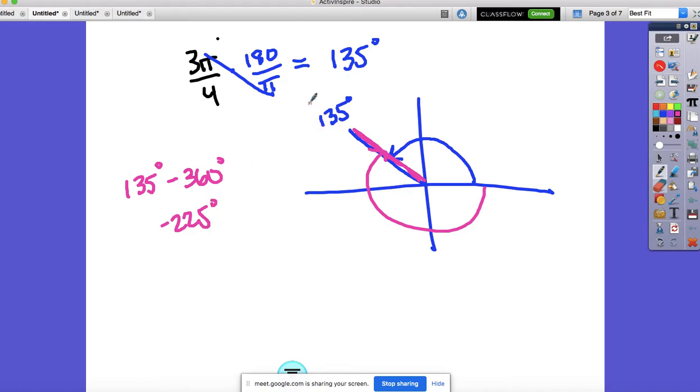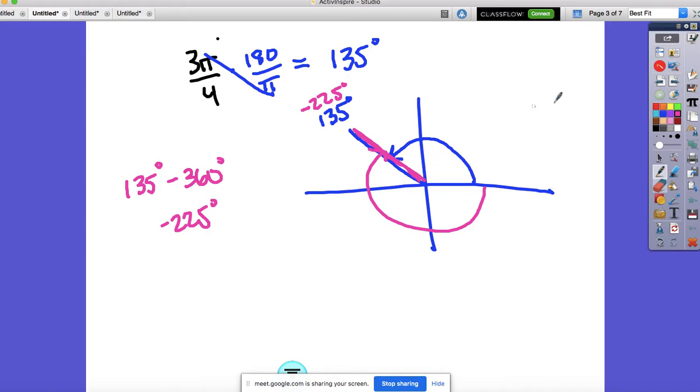That is the same exact angle here. It's just like calling it with another name, like the blue is English, the pink is French or something. They both mean the same thing. The only difference is the direction that you're going. Negative means you're going clockwise, positive means you're going counterclockwise, but they end up in the same spot. And 135 degrees is always going to be here.